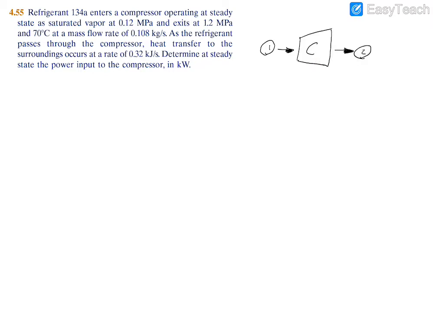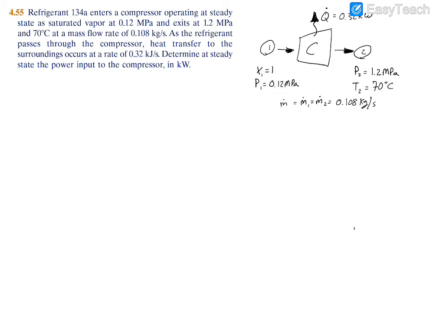So we have a compressor and we have R134A entering it and R134A exiting it. Now I'll go ahead and write our givens. So essentially we have a saturated vapor entering, so we have X1 equals 1, and then we have the pressure as 0.12 megapascals. We have a mass flow rate, and what comes in must be equal to what comes out, so M1 equals M2, which is going to be 0.108, and all of this can be equal to M dot.